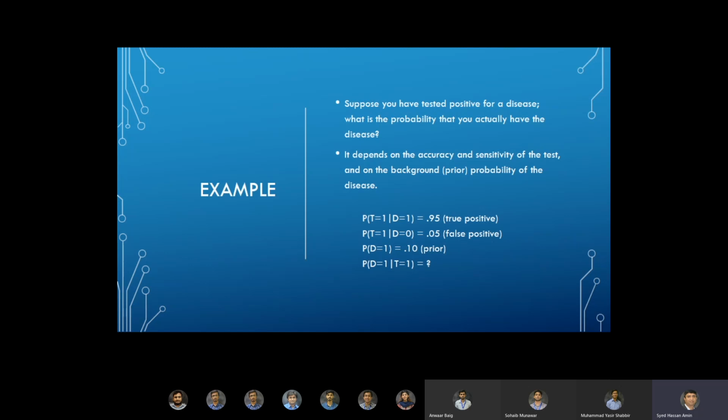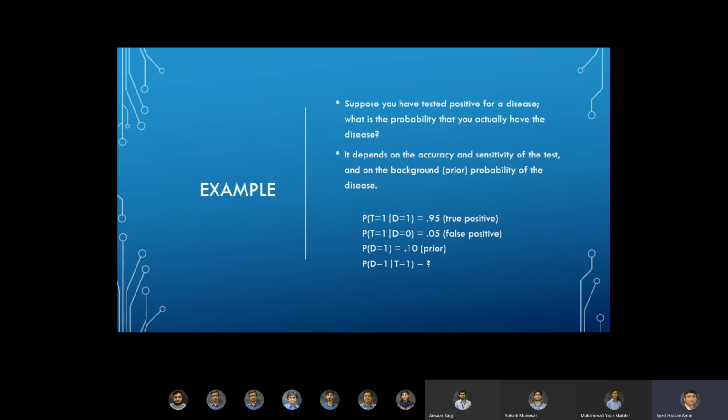You have a fever and you check that with the help of a thermometer. So you have a test that shows that you have a fever. Now, having a fever does not mean that you have coronavirus. So then you can look at the conditional probabilities to determine, given that someone has a fever, what are the chances that they have the coronavirus and so on. So it depends on the accuracy and sensitivity of the test and on the background prior probability of the disease.